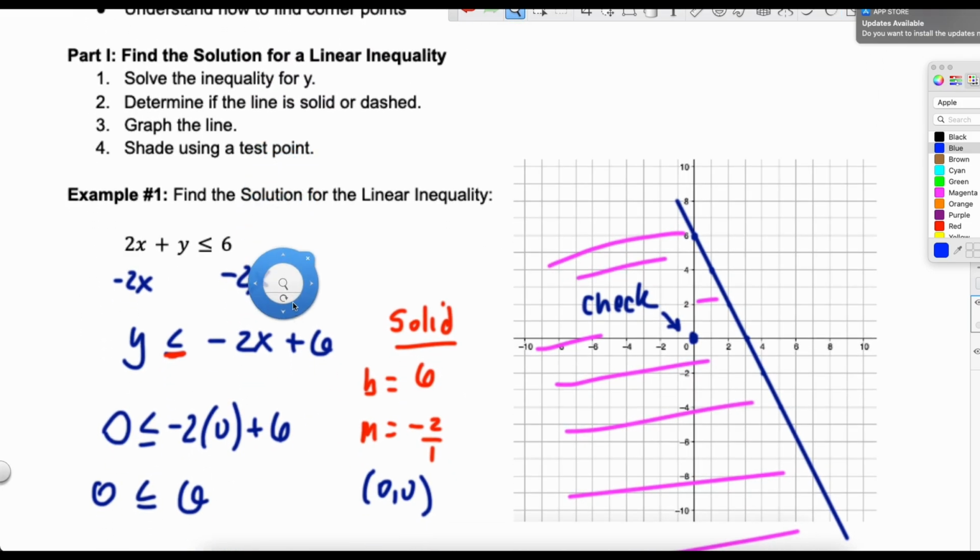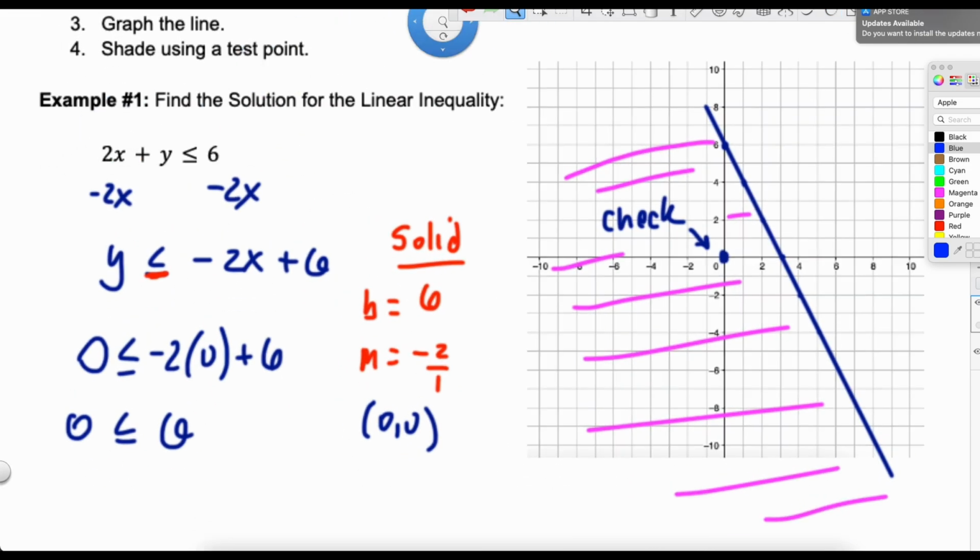The steps for solving a linear inequality: solve the inequality for y, so we're putting that in slope-intercept form, y equals mx plus b. Then determine if the line is solid or dashed by the inequality. Graph the line, and use a test point to shade.